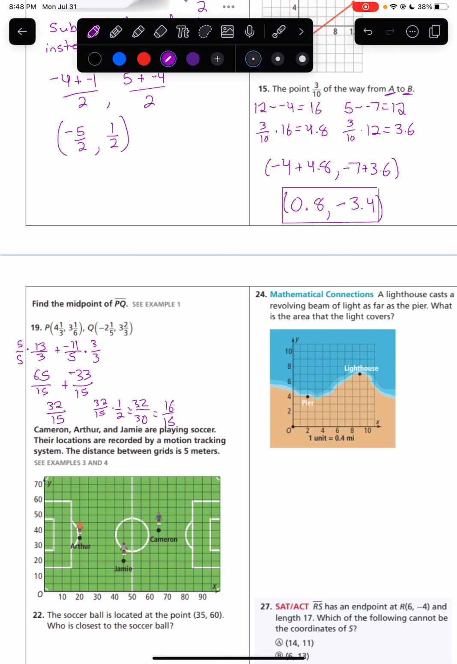That would be our x coordinate in our final answer. We'll circle that just for now. Then we also want to do it with our y coordinates. So we've got to add together our y coordinates and divide by 2. So we've got 3 1/6. Whoops, I wanted to change that one to an improper fraction. So 3 1/6 is going to be the same thing as 19 over 6.